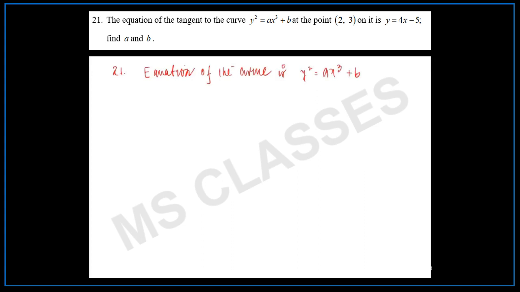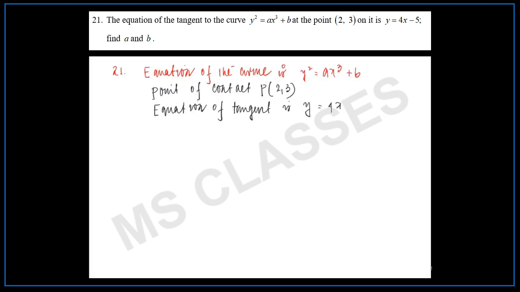Now, point of contact is given. Point of contact P as 2, 3. Now, equation of tangent is y equal to 4x minus 5. And we have to find the value of a and b.